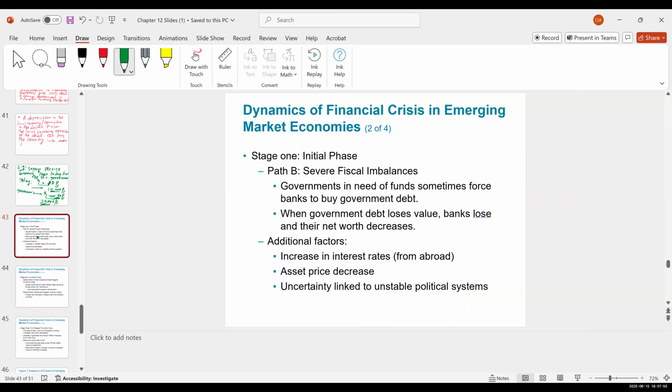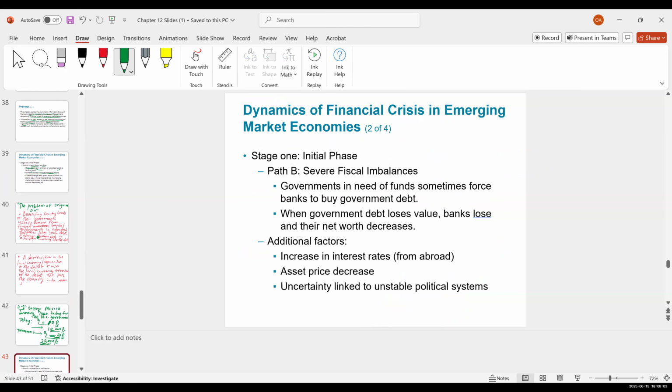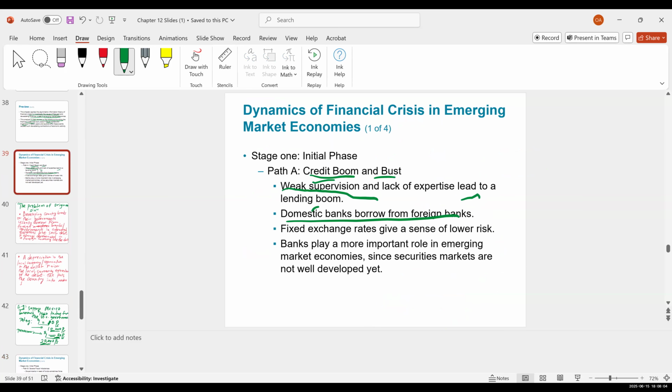Yeah, I said governments in need of funds sometimes are forced to buy... where did I put this? Yeah, I think I'll put it down here. Okay. So the domestic banks borrow from foreign banks. That brings in what I just described, the problem with original sin.